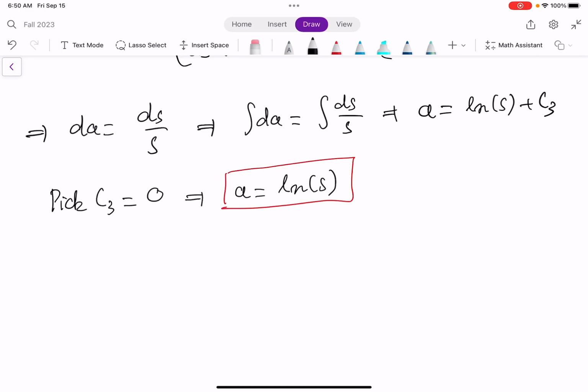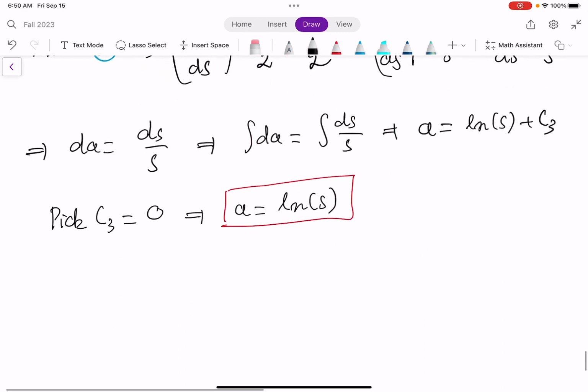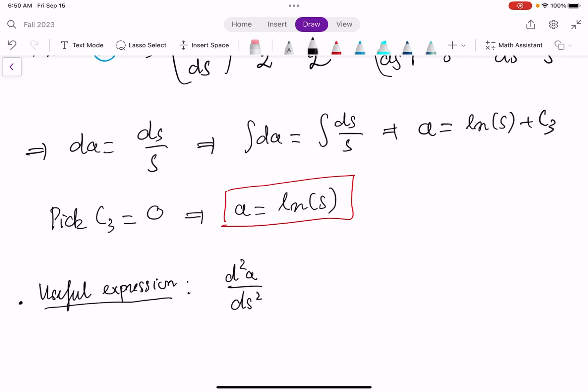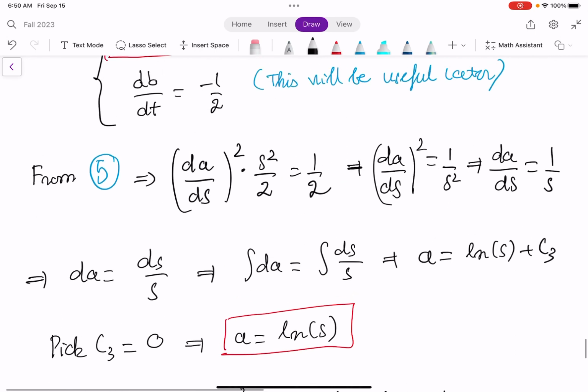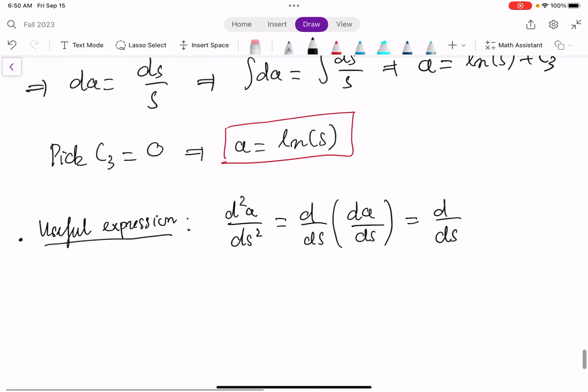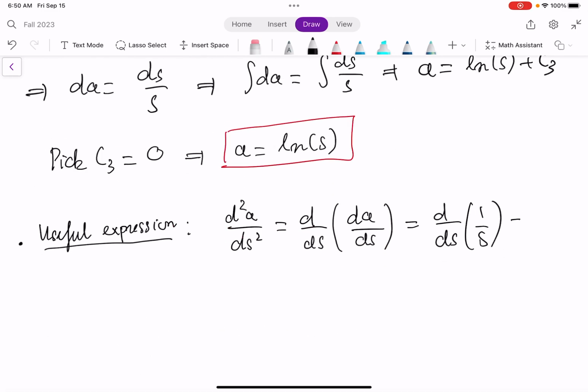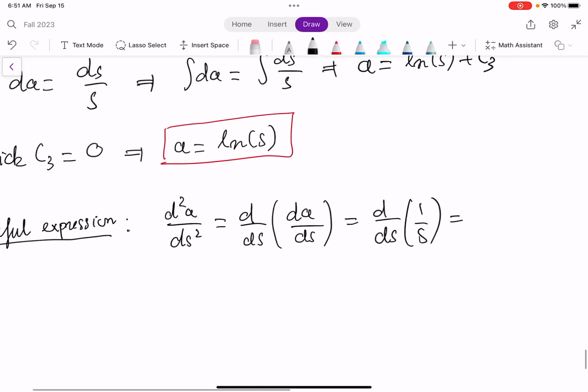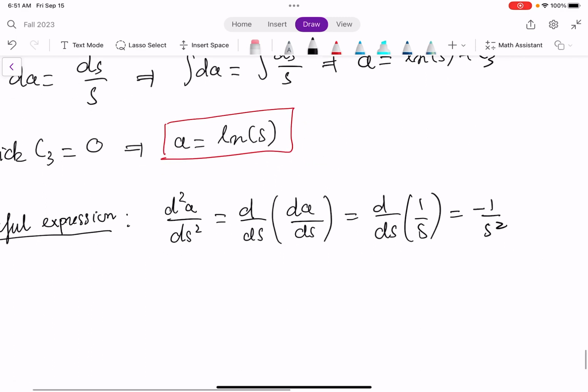After you got your a and your b, let me calculate another useful expression that we'll use later, which is the second partial derivative of a, d squared a over ds squared. This is the second derivative of a with respect to s, so it will be the derivative of the first derivative: d over ds of dA over ds. If you recall, dA over ds is just 1 over s. So we take the derivative of 1 over s with respect to s, using the chain rule, whatever works best for you. You get negative 1 over s squared. This will be useful later.